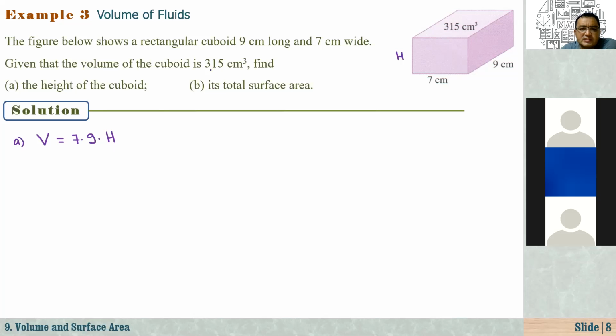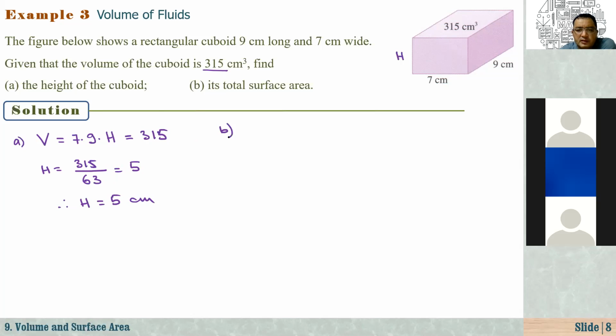And the volume is given. It says that the volume is 315. So we need to find the height. From here, h is equal to 315 over 7 times 9, which is 63. And if you divide 315 by 63, that's just equal to 5. So the height of this cuboid is 5 centimeters.